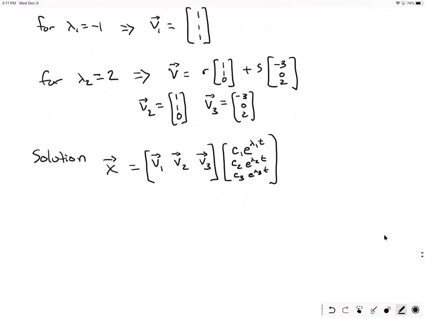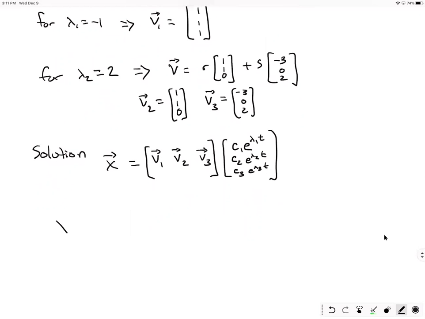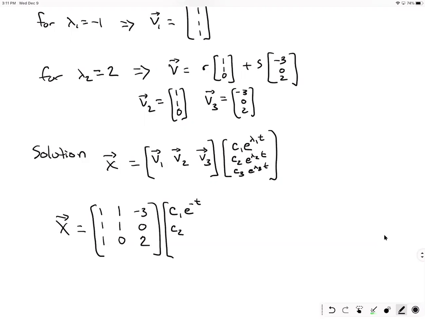And so in our specific example, that would be x is equal to the column vector 1, 1, 1, 1, 1, 0, minus 3, 0, 2. And I would multiply that by C1, e to the lambda 1 was minus 1, so minus t. C2 would be e to the 2t. And then C3 would be e to the 2t. And that would be it.